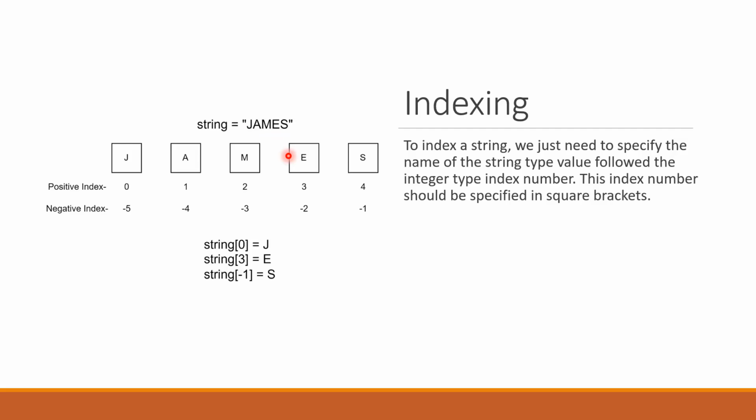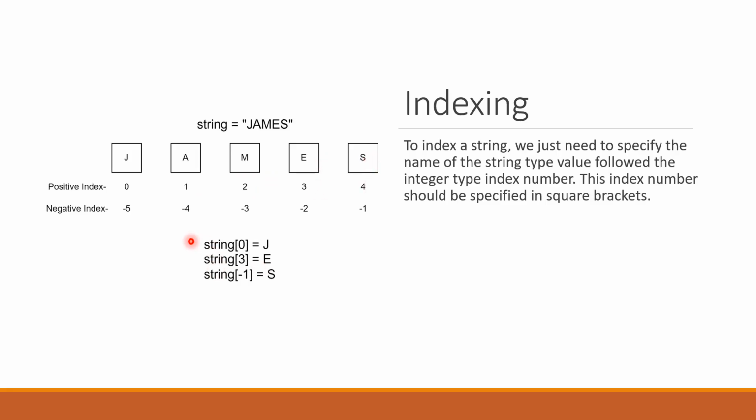Now if we talk about the index related to this string value, it will look something like this. The index will start with 0. So the character J is at index 0. In the same fashion, character A is at index 1. M is at index 2, E is at index 3, and S is at index 4.